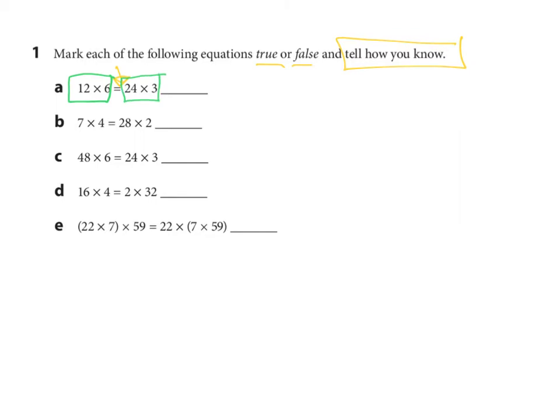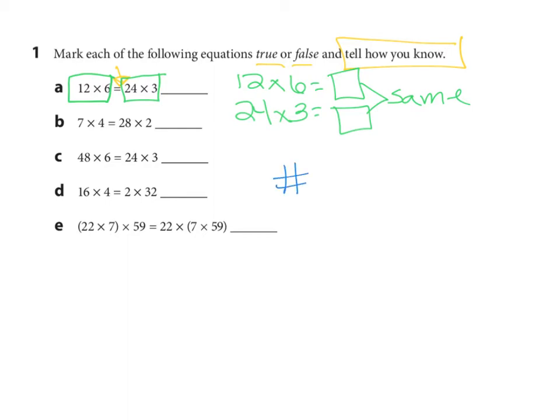Yes, of course, you could say, well, what is 12 times 6? And is that the same as 24 times 3? If these two are the same, yeah, A would be equivalent. It would be true. Yes, it would be equivalent. However, you could also do it another way. You could think about something called number relationships.